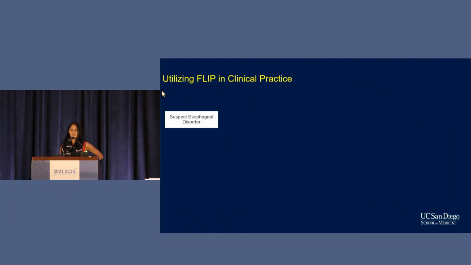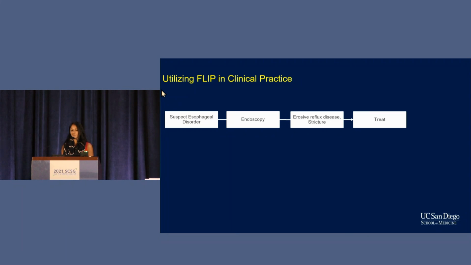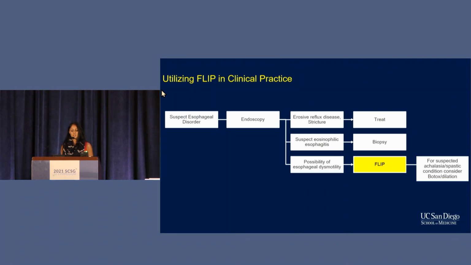So as far as utilizing FLIP in clinical practice, if you have a patient that you suspect has an esophageal disorder, certainly upper GI endoscopy is still that gateway to really evaluating for a multitude of different pathologies. You can see if the patient has erosive reflux disease or stricture and treat as indicated. Certainly if you suspect EOE, then biopsy. And this is where FLIP has come into my practice.